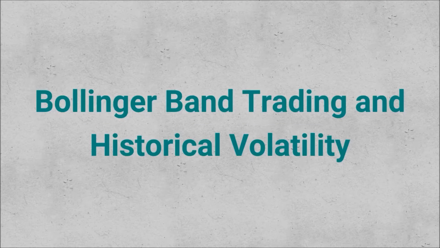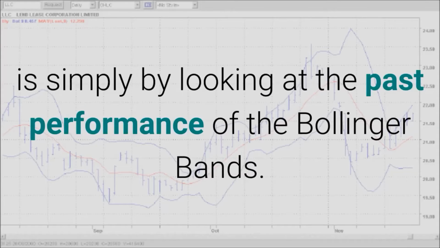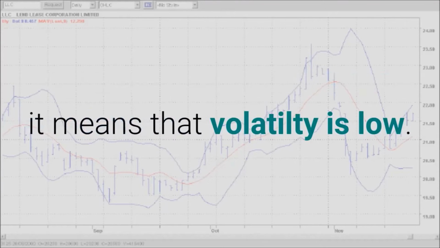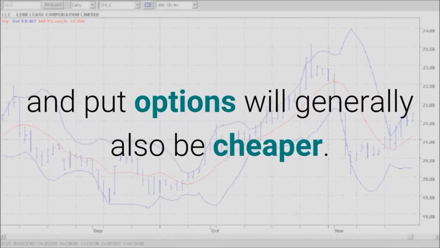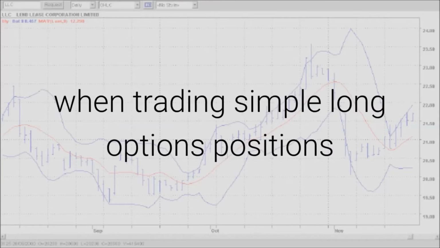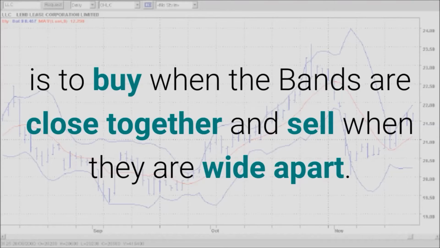Now let's look at Bollinger Band trading and historical volatility. The easiest way I have found to gauge the price volatility of a stock is simply by looking at the past performance of the Bollinger Bands. When the bands are close together and hugging the price bars, it means that volatility is low. While the price volatility of the underlying is low, both call and put options will generally also be cheaper. But when they expand, at-the-money options tend to become more expensive. Therefore, a good general rule of thumb when trading simple long options positions or other derivatives for a profit is to buy when the bands are close together and sell when they are wide apart.